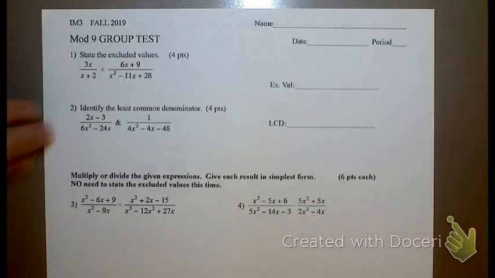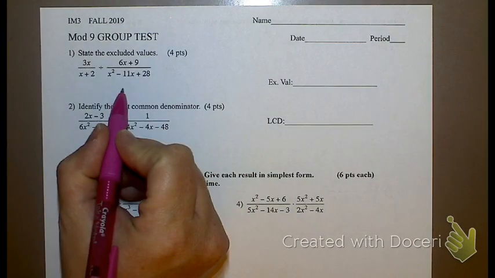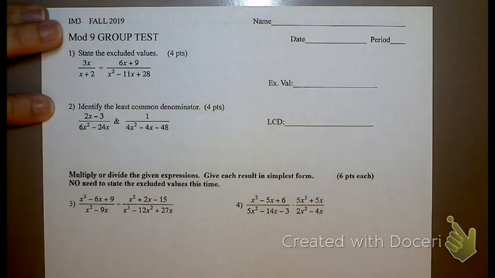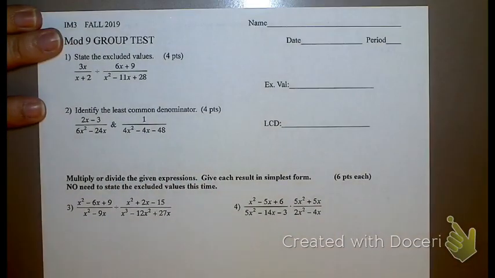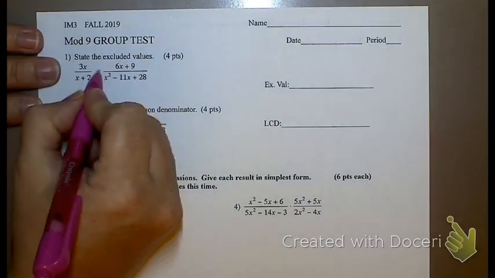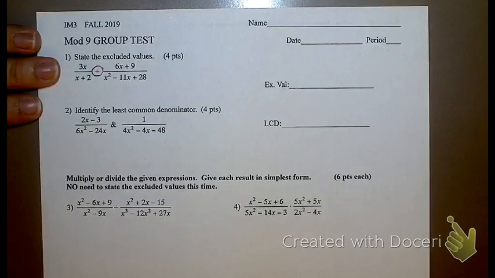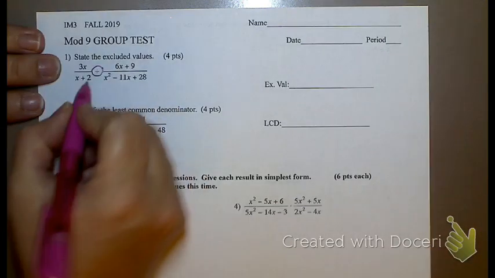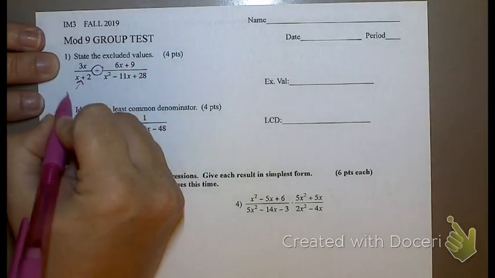All right, state the excluded values. Now, in this problem, there's a little bit of a trick going on because it's not just two fractions. There's this thing. So let's think about excluded values. Excluded values come from that impossible pizza situation, right? Where we can't have a denominator equal to 0. So from here, I have x cannot equal what?